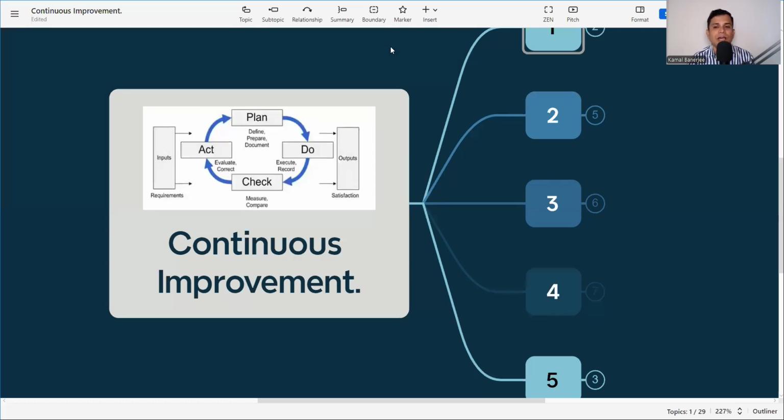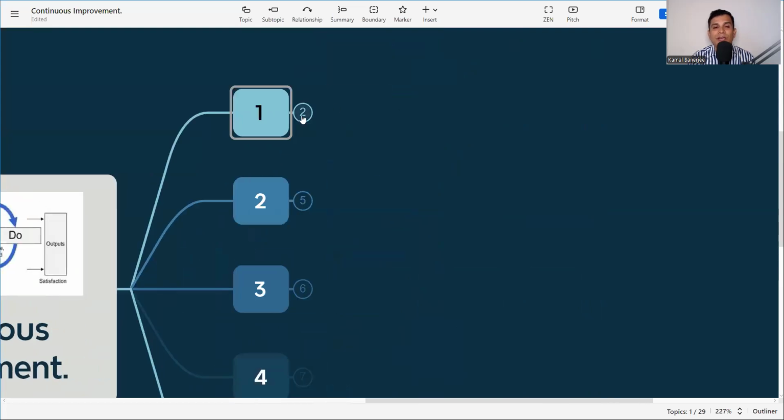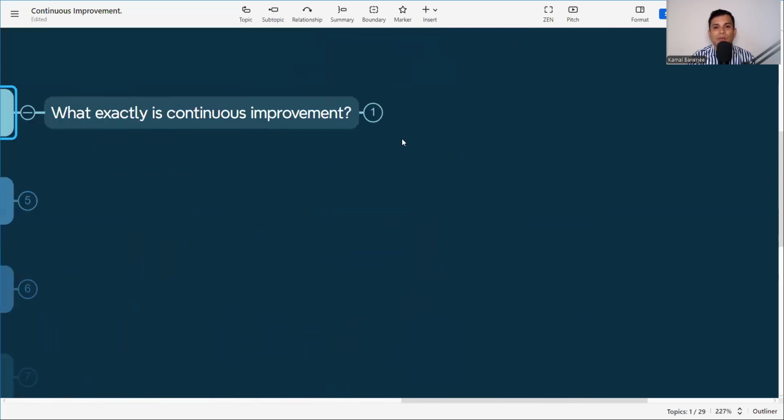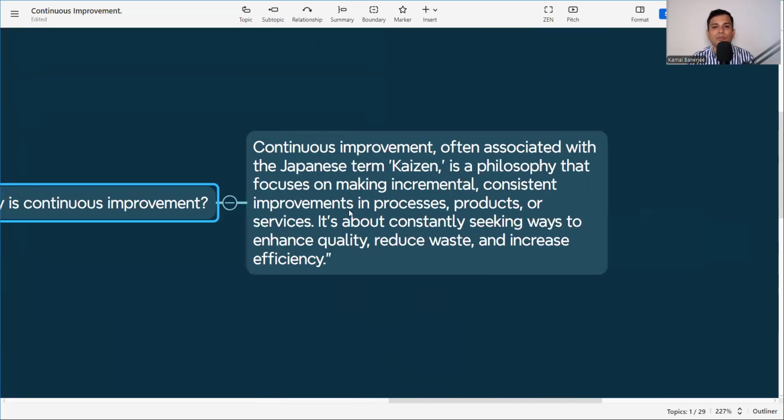So without wasting time, let's jump into the subject, that is continuous improvement. That means first, we need to know what continuous improvement is by definition. So, what exactly is the meaning of continuous improvement? Continuous improvement is often associated with the Japanese term Kaizen. It's a philosophy that focuses on making incremental, consistent improvement in process, product, or services.